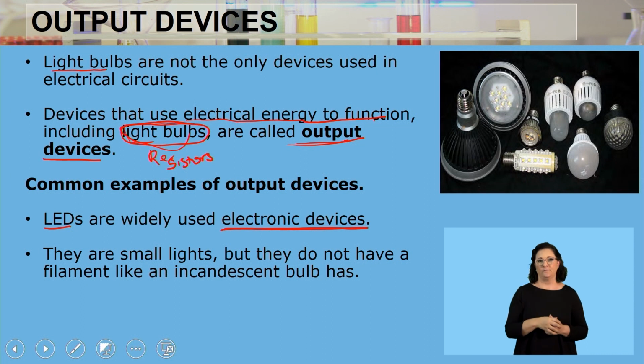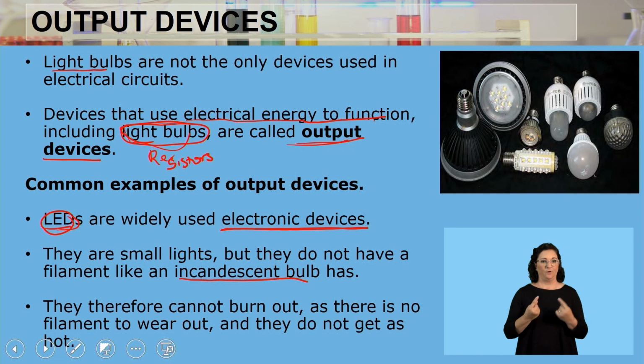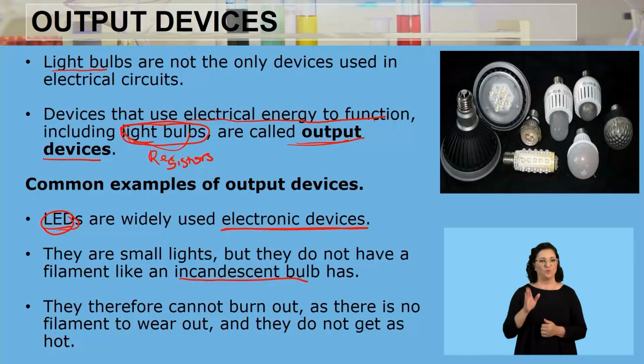These are small lights, but they do not have a filament like an incandescent bulb has. The incandescent bulb has a filament, however the LED lights do not. That's the main difference between those two light bulbs: one has a filament and the other doesn't. I will show you what a filament is, which you find in an incandescent light bulb, but not in an LED light.